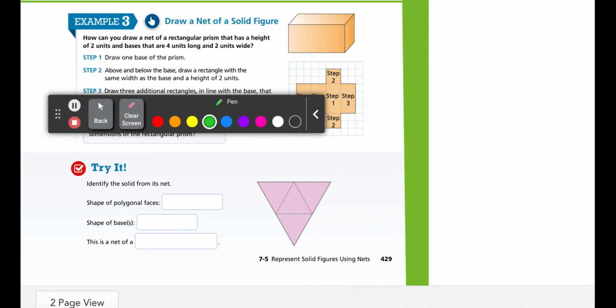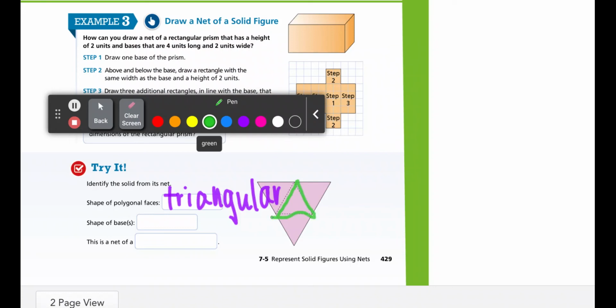Now let's look at the try it. We have to try and identify this figure based on the net. What is the shape of the faces? If we look at the purple net, what are the shapes of the faces? The faces are definitely triangular. What is the shape of the base? This would be the base. The base is also a triangle.